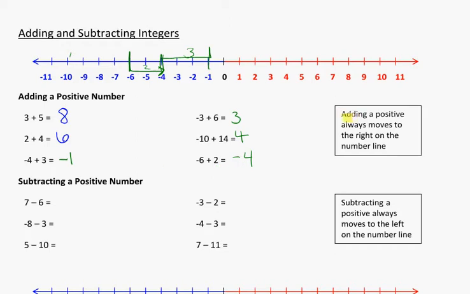And you can remember that, thinking about that, adding a positive number always moves to the right on the number line. You're always moving in the positive direction.